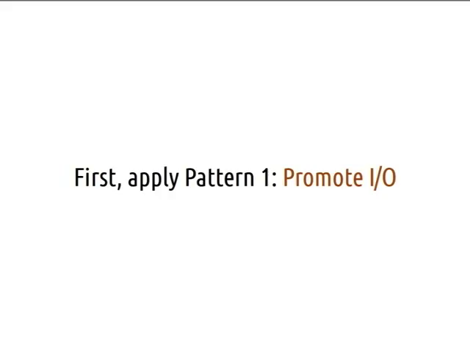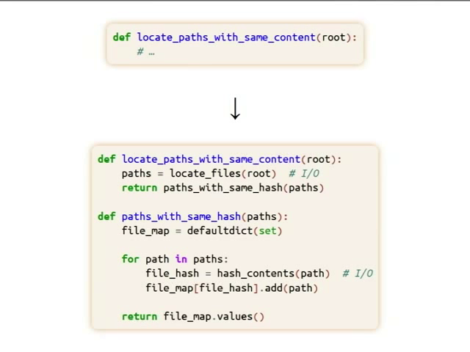The first thing we can do is apply the first pattern, promote I/O. There's I/O in here that we can easily promote. Anybody got a guess as to what it is before I advance? Bingo. Pass in a list of files instead of a root path. Totally obvious thing to do when you're first looking at it is to say, let's make a level of indirection between the thing that gets the root and the thing that gets the files. So I've decoupled those two bits.